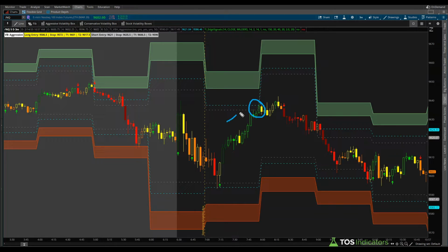Now, if we load in that tool or that indicator, 745 mark takes us right near the edge of that volatility box. So the two signals overlapping, pretty nice correlation, it gives you a high degree of confidence on this trade. Right, it is an edge of our entry.